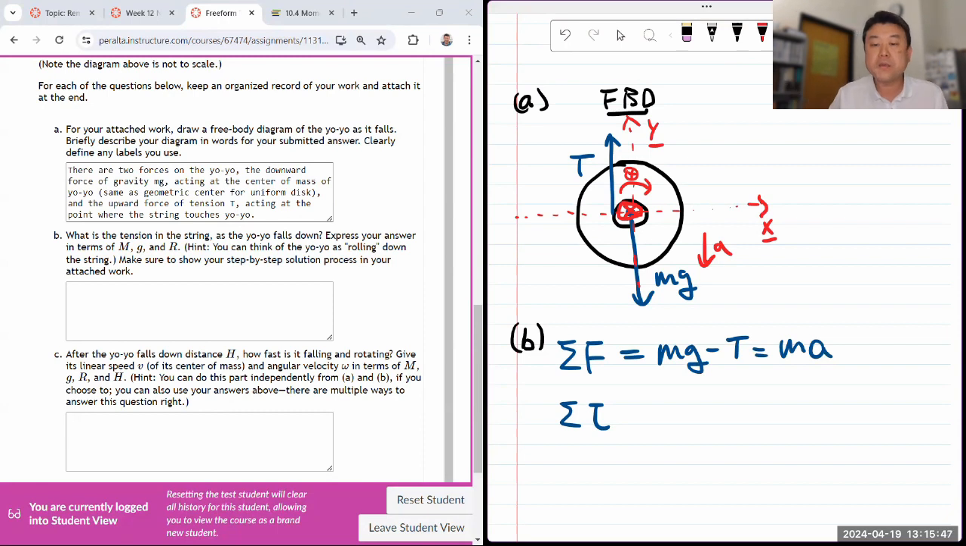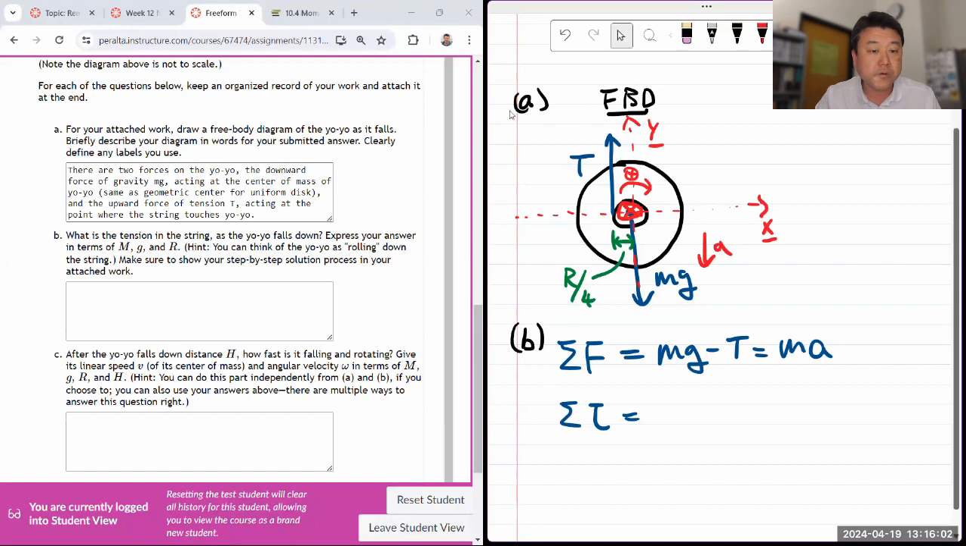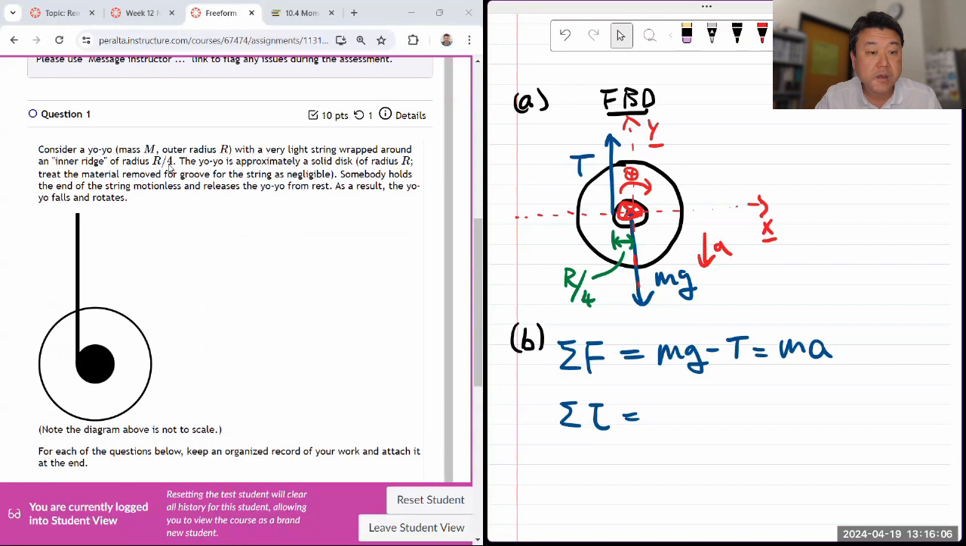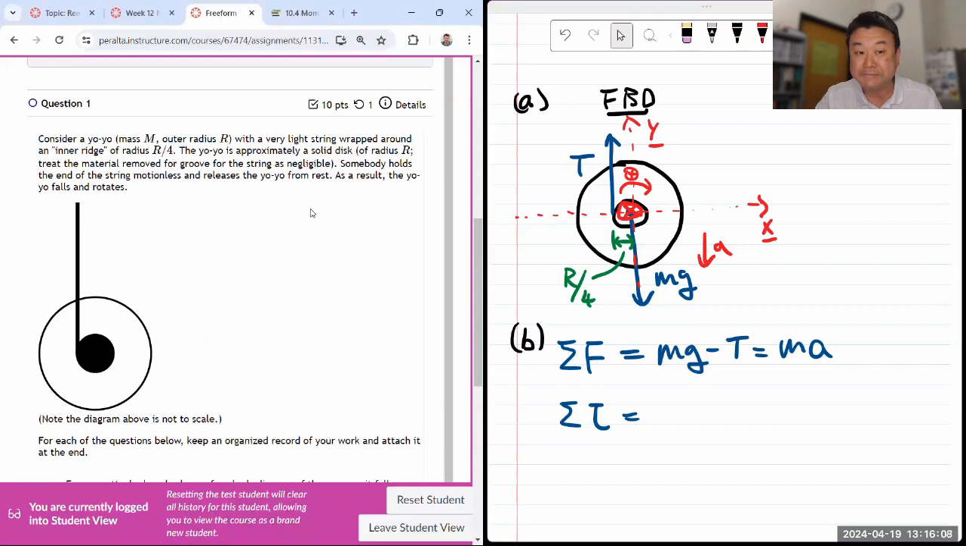Okay, that's one. Net torque is equal to, I write down all the torque terms. I have the lever arm for the tension. Oh, I should have this distance labeled. I think in the question description that said that was R over 4. This part might be randomly generated. This factor of 4, I probably randomized it.